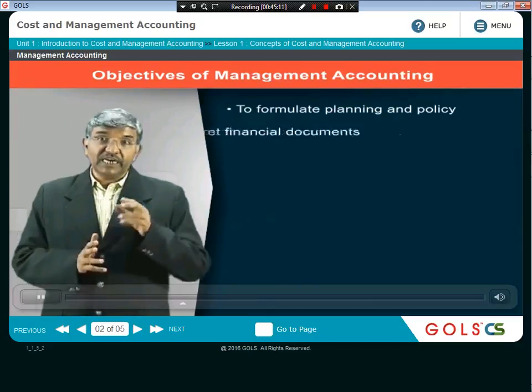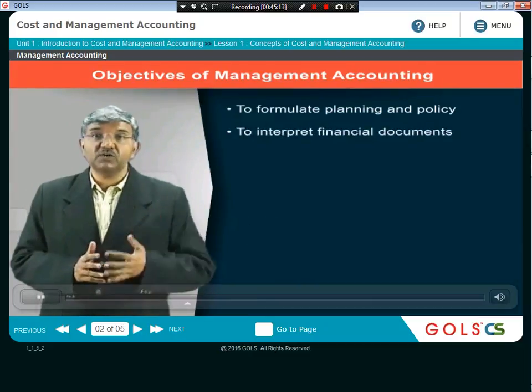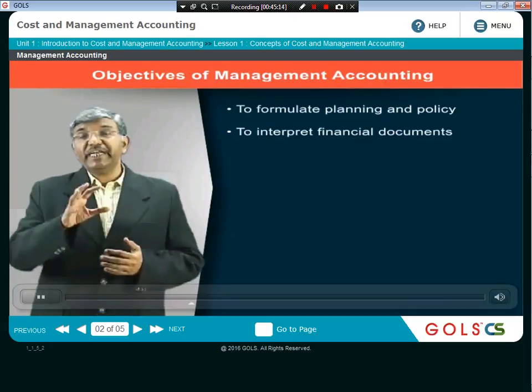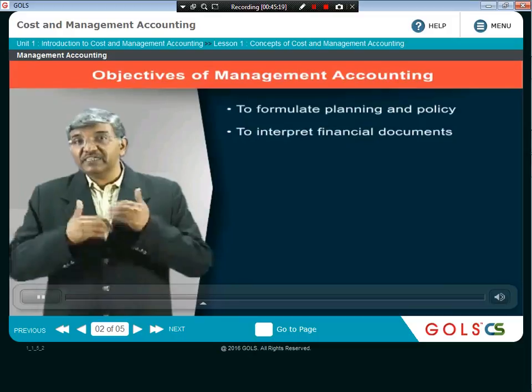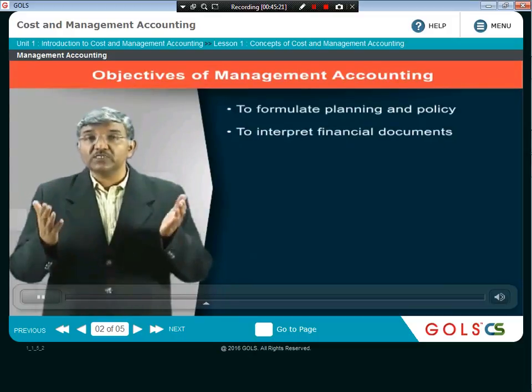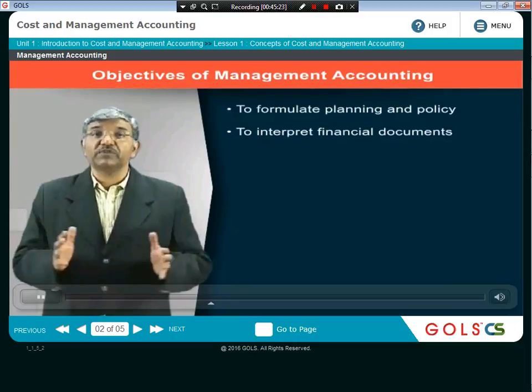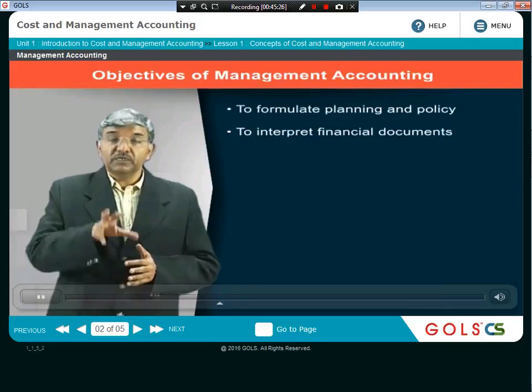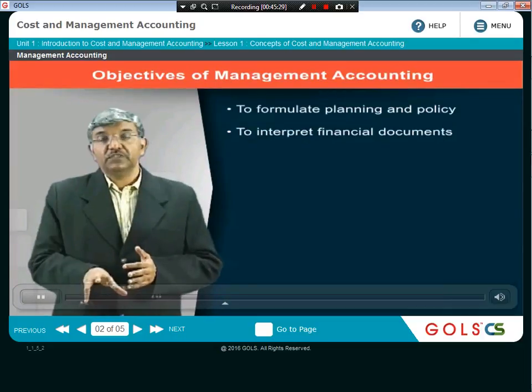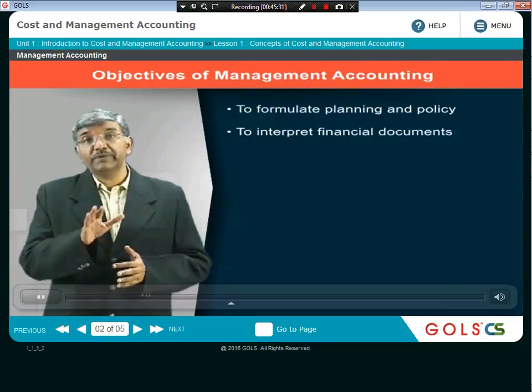Secondly, the interpretation of financial documents. The main intention of management accounting is that the data is to be presented in such a manner that even if a person is unaware of accounting, he should be able to follow the calculations and the presentation, and it should be understood by the layman.